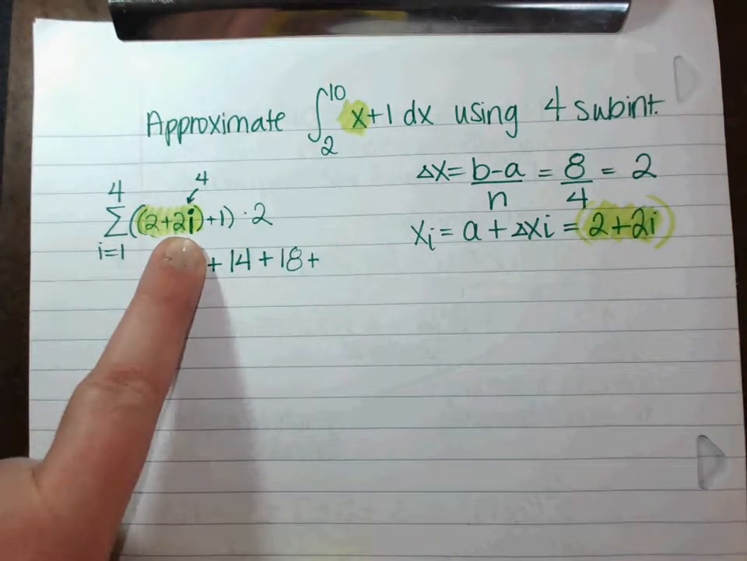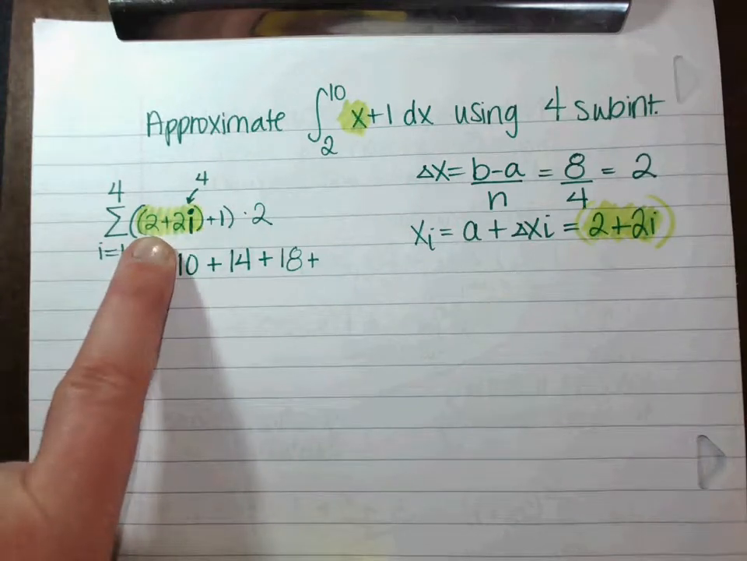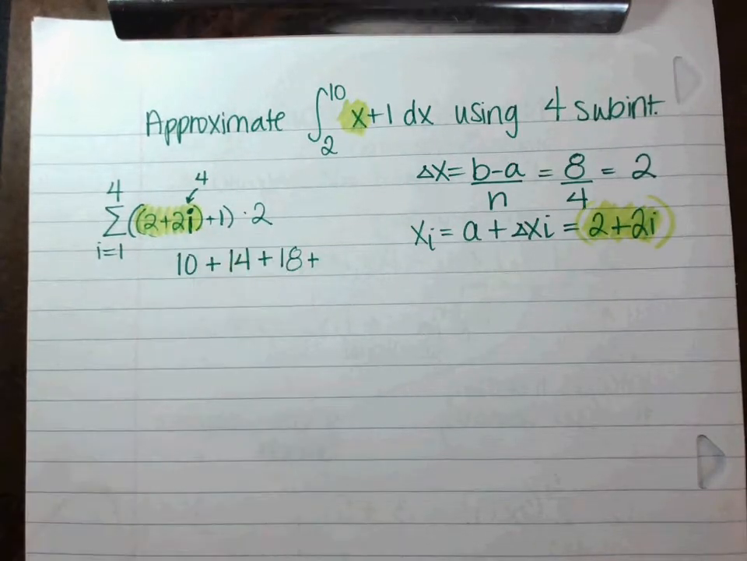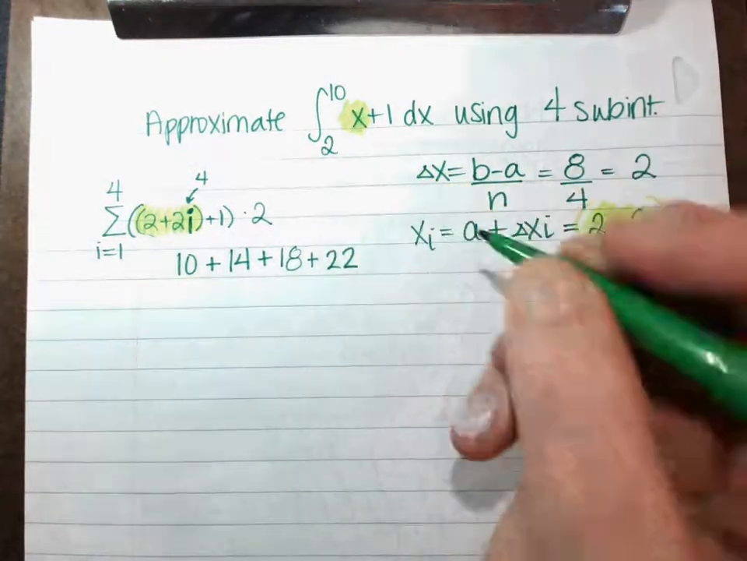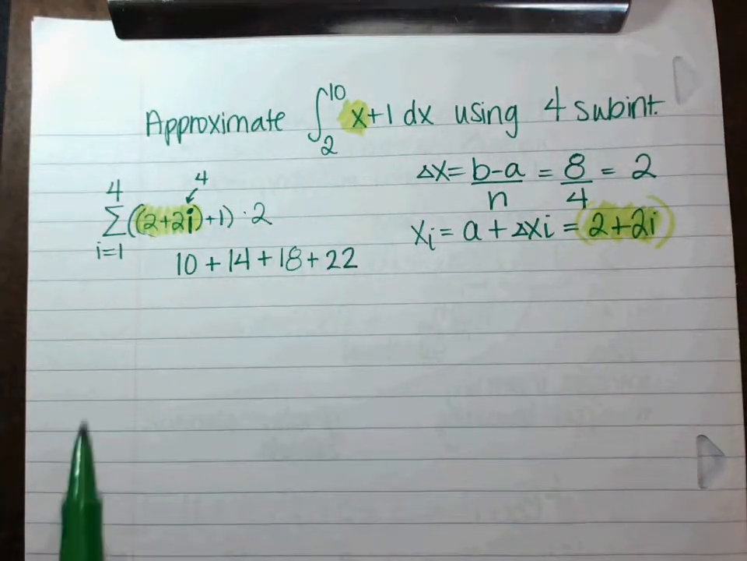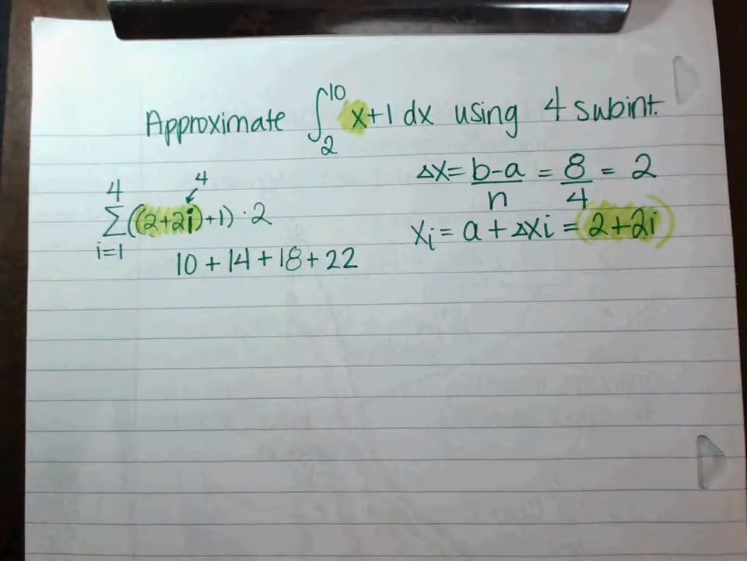So 2 times 4 is 8. That makes it 10. 11 times 2 is 22. Now, think about, could you have done this with a Riemann sum by hand? Sure. This is allegedly a shorter version of doing that. Allegedly. Wait, where did you get the 1 from?